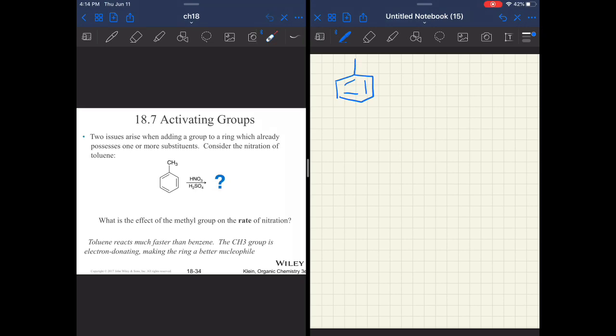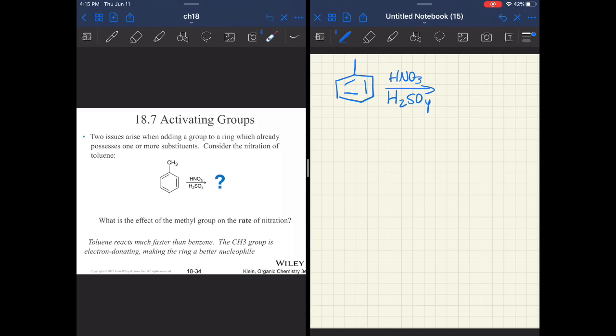In this slide, you see toluene reacts with HNO3 and H2SO4. These are our reagents to put on a nitro group. But where does the nitro group go? Do we get meta, ortho, para? And how do we decide?